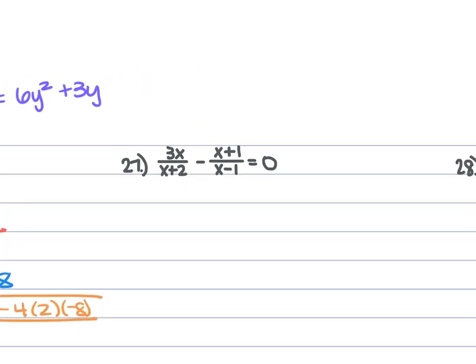For 27, you have 3x over x plus 2 minus x plus 1 over x minus 1 is equal to 0. Your least common denominator between these two is the x plus 2 times x minus 1. So this first fraction, you'd multiply x minus 1 by your numerator. Second would be x plus 2. So we're going to have 3x squared minus 3x minus, put parentheses around it because you're not distributing that negative in yet. You're going to have to do that after.